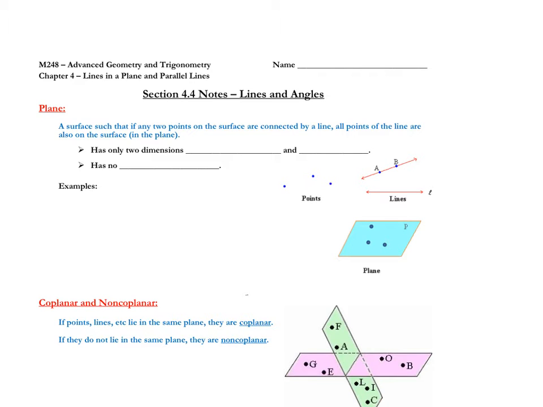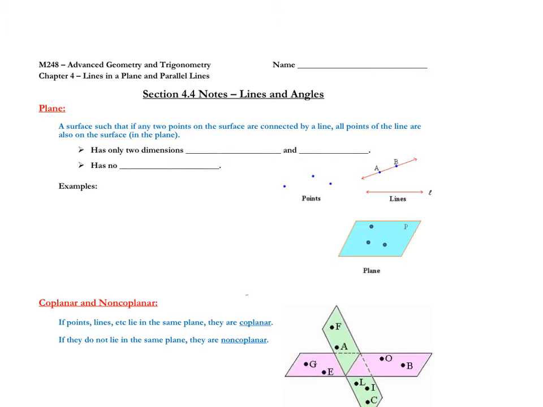Okay, it is time for another lesson with Mrs. H. Today's lesson is going to be about lines and angles, and we're going to do a lot more with this coming up. And this is actually one of my favorite lessons because we used to play Dance Dance Revolution in class, and well, it's kind of hard to do that.